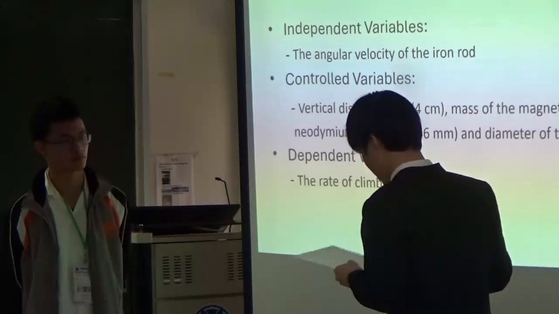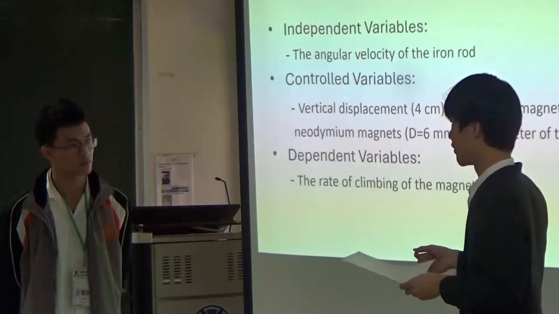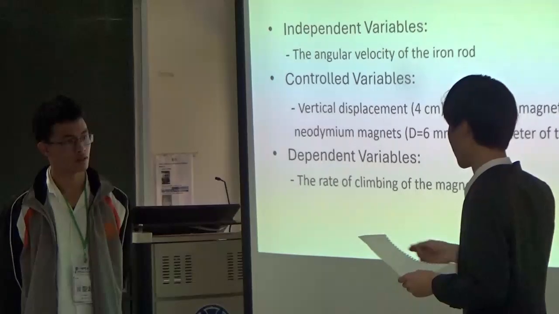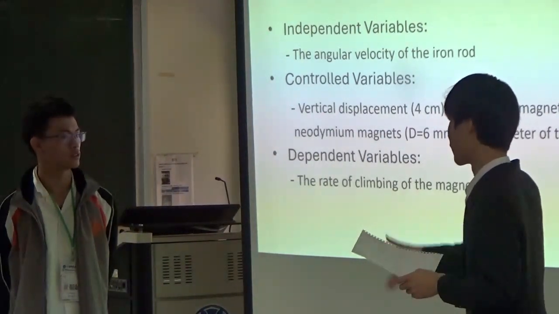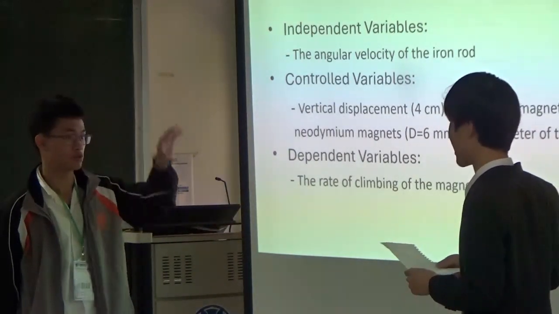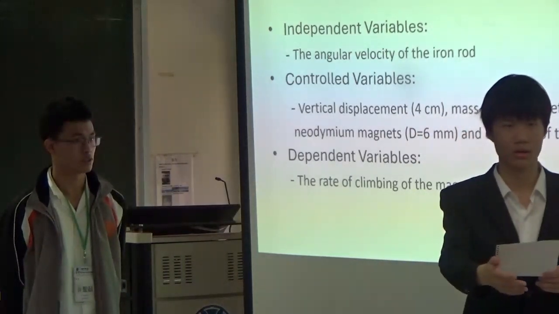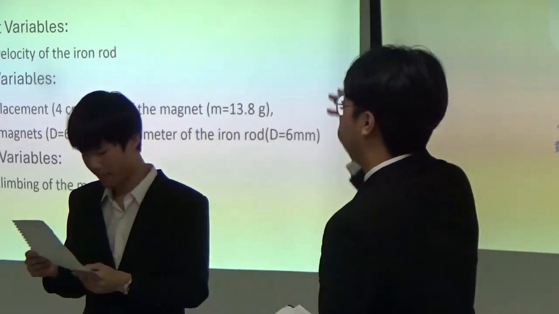Okay. What do you think is the main factor of the climbing of the magnets? The main force that makes it climb up, we think it is the vertical component. I think it's the gravity force that lands to spin it up. Okay.